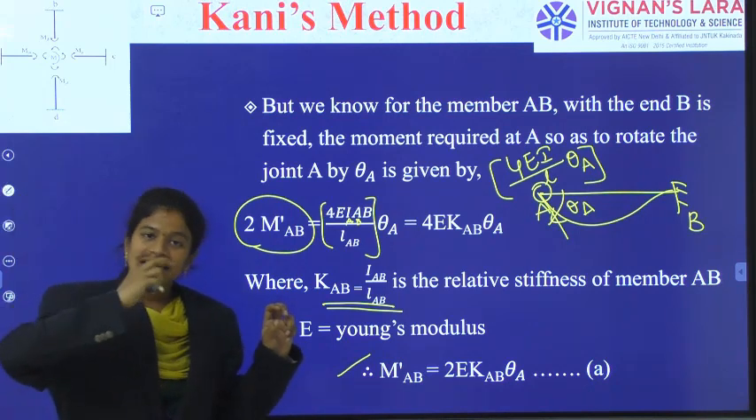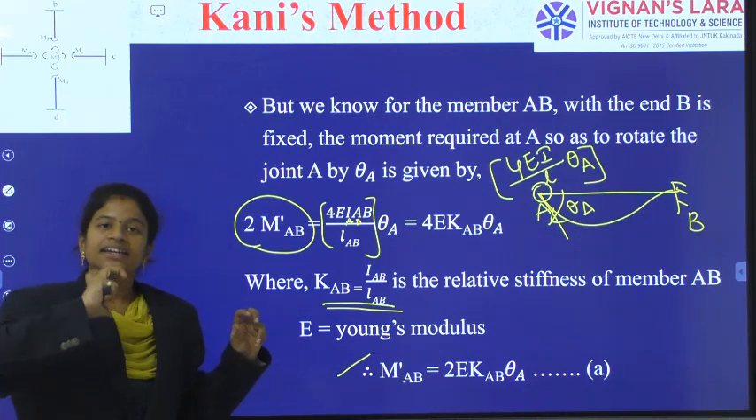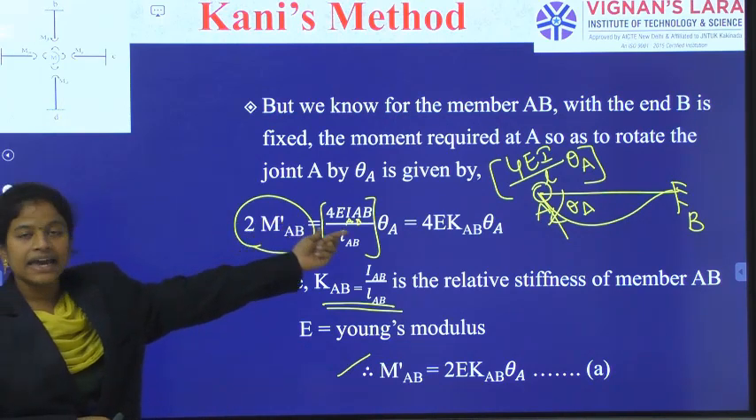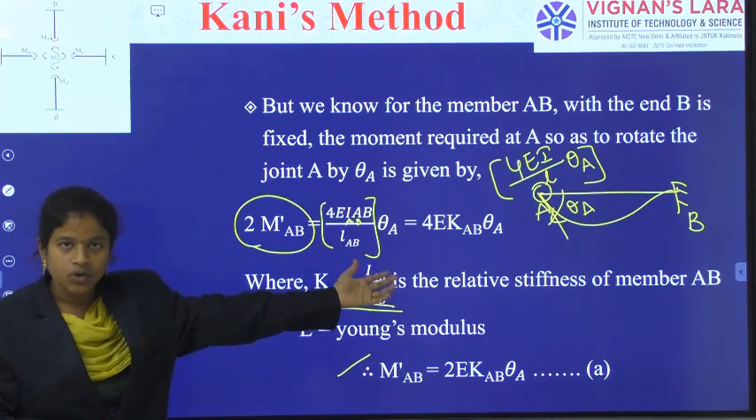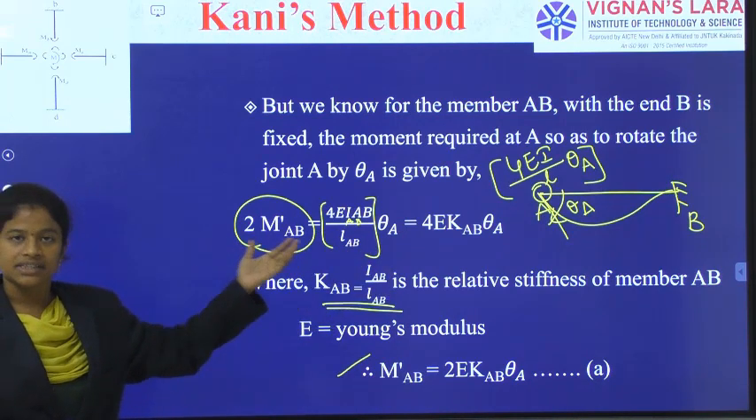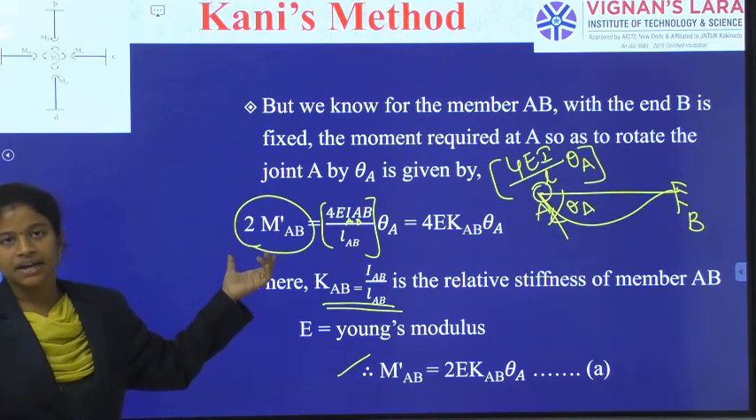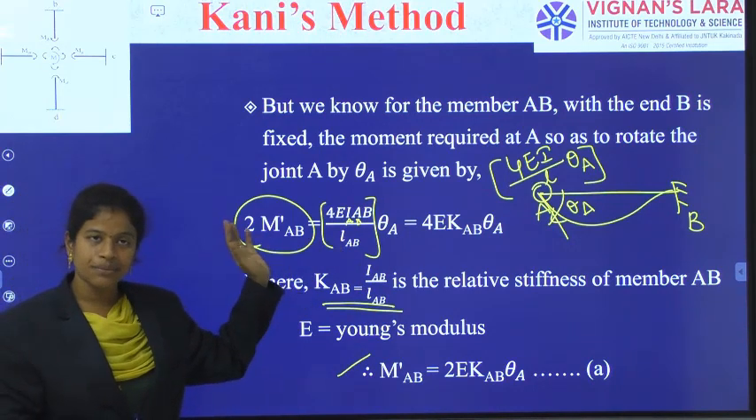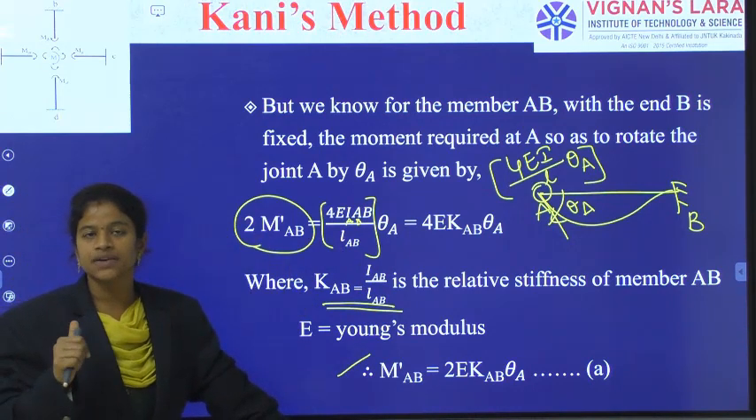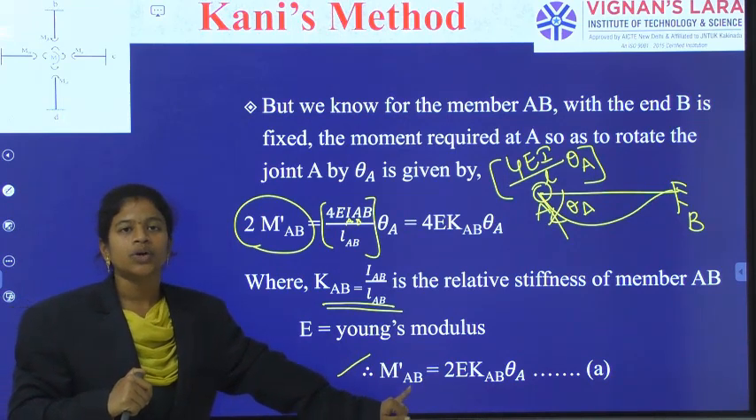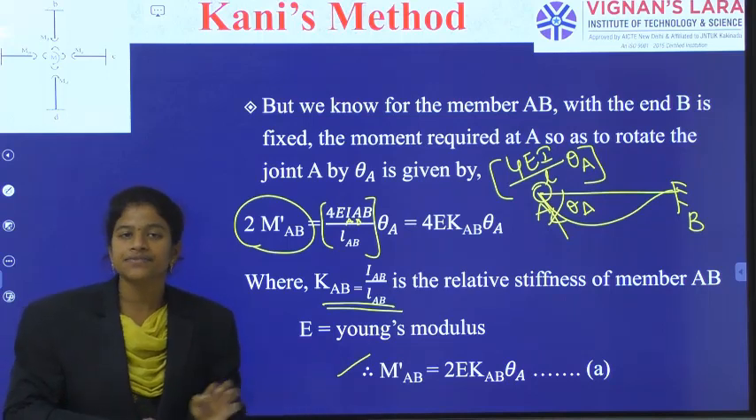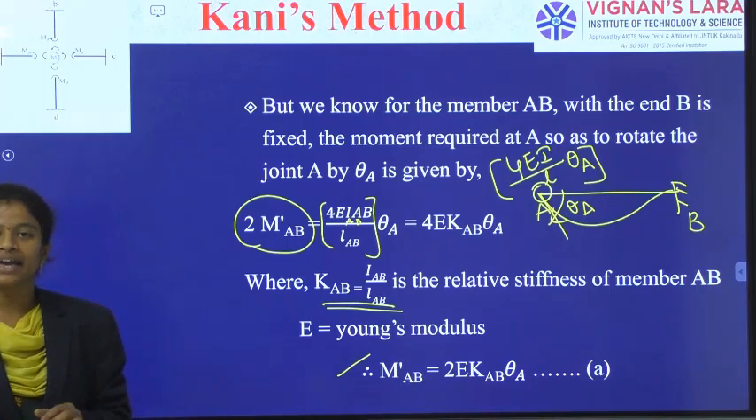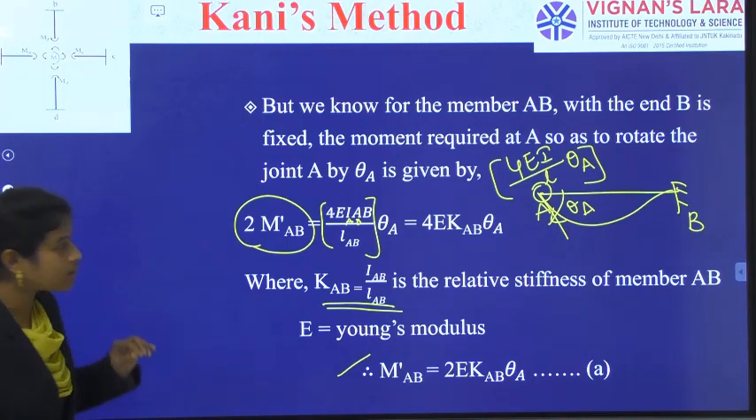Because that theta A moment was generated due to this 4EIAB by L theta A. Okay, so 4EI by L theta A only caused me the theta A rotation. That quantity is 2 times M dash AB, and I need only M dash AB. What is the quantity? I have got 2E KAB theta A, where KAB is the relative stiffness, IAB by LAB, the relative stiffness factors we should have used.